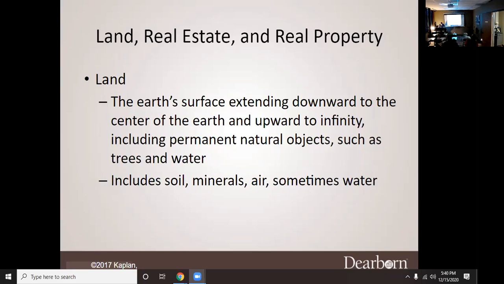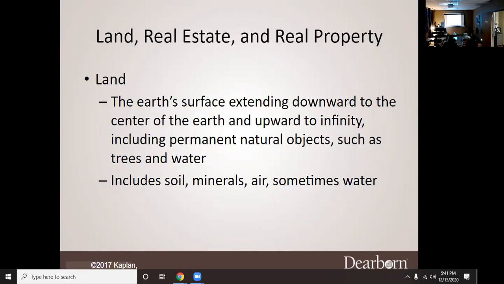Another thing we want to make certain of when we're dealing with these items is that there are going to be natural objects such as trees and water that will also, in some situations, convey as well. So basically the key phrase you want to focus on is natural objects. Natural objects is very key. So soil, minerals, trees, sometimes shrubs, anything that is growing on that property is going to be natural. It's going to be part of the land.